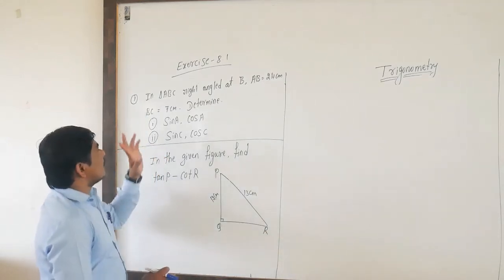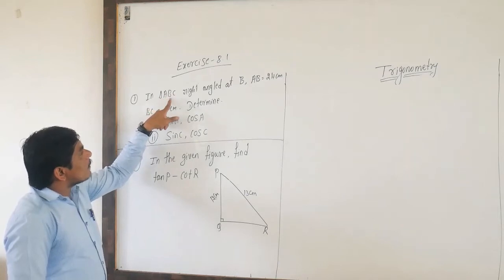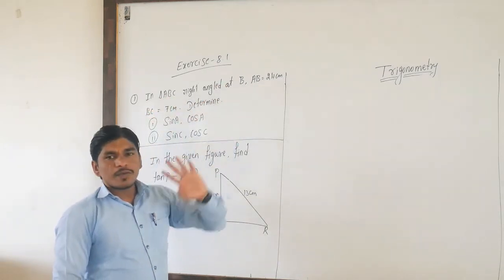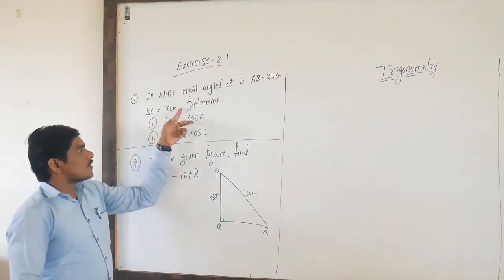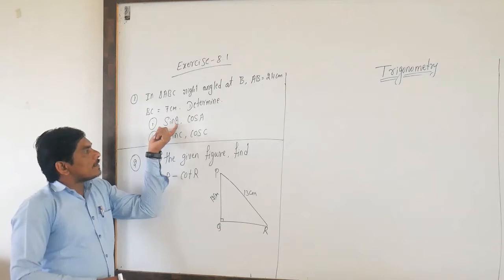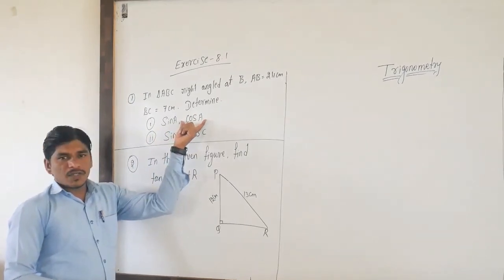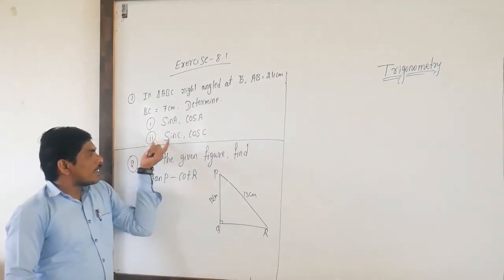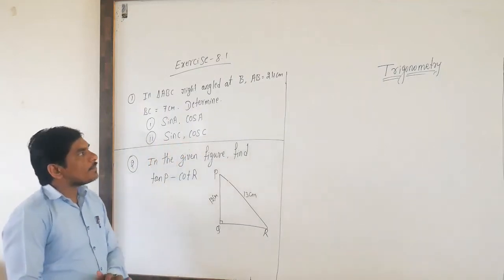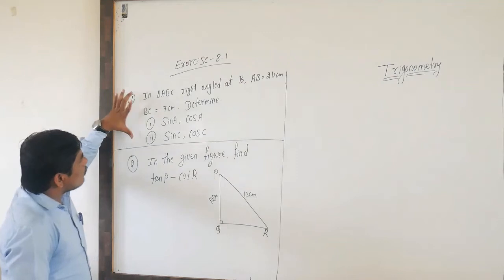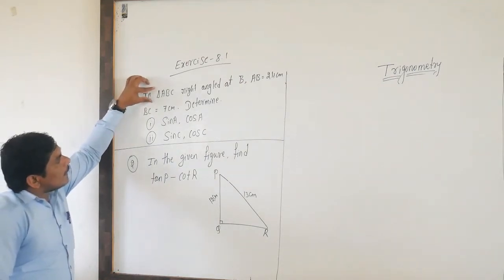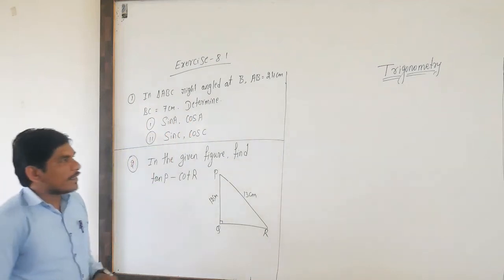Here, the first one. In triangle ABC, right angle at B, AB is equal to 24 centimeter, BC is equal to 7 centimeter. Determine the first one, sin A and cos A, and the second result, sin C and cos C. According to the statement, first you have to draw this figure.